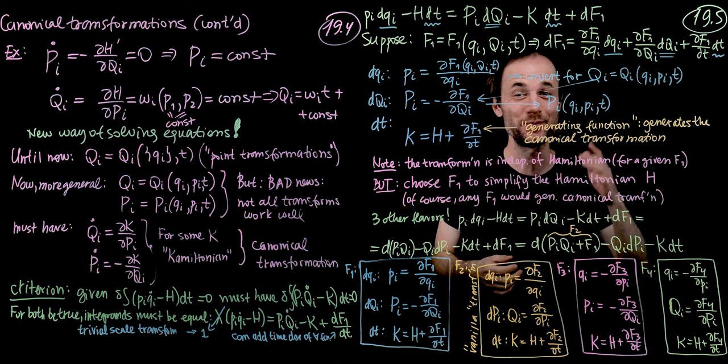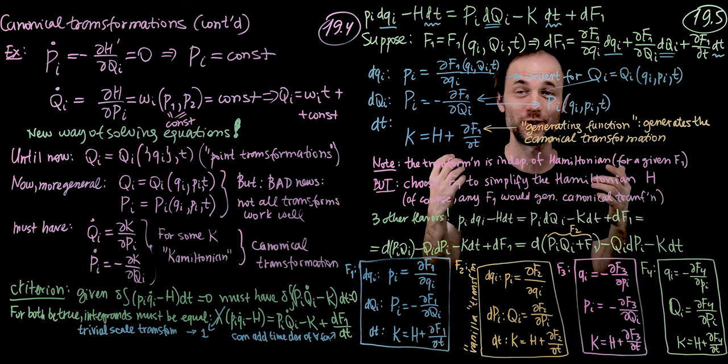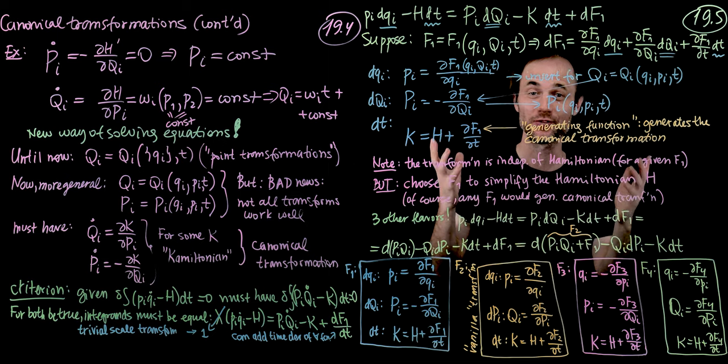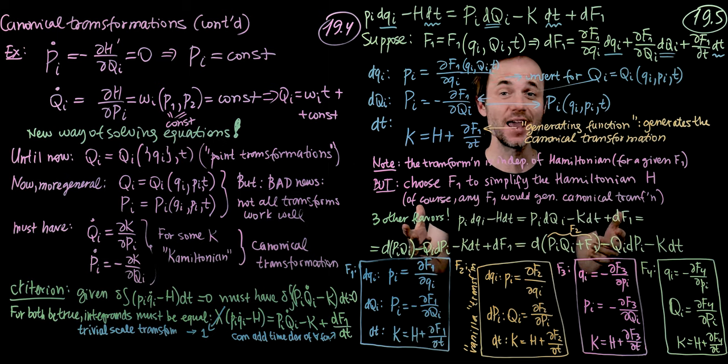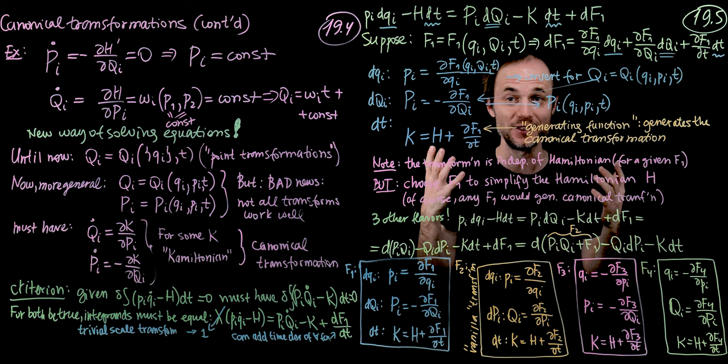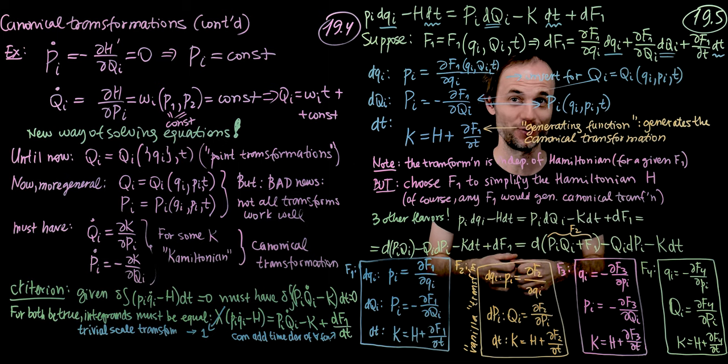That does it for us tonight with lecture 19. We're going to now move to lecture 20, where we're going to consider a few examples of canonical transformations, and are going to start discussing the symplectic canonical transformations.